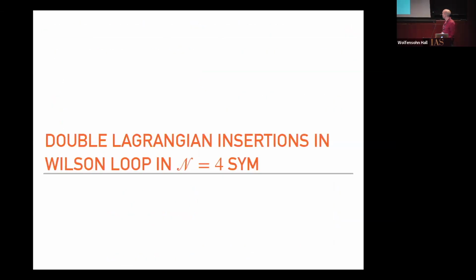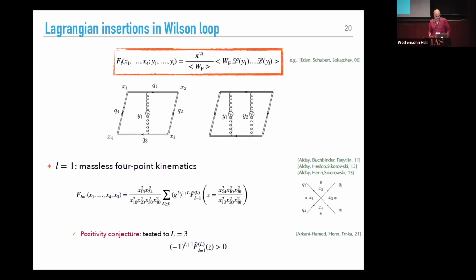All right, so let me have now the last 2 slides. I will talk about an application of these integrals to a calculation in N=4, which we're using as a check of the correctness of the integrals that we've computed. So Lagrangian insertions in Wilson loops have been studied for a while, in particular because they're connected to integrands of MHV amplitudes. So the idea is, you have a Wilson loop and you put some Lagrangian insertions on it, and then you compute this thing.